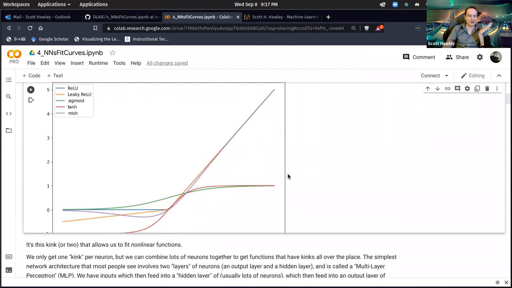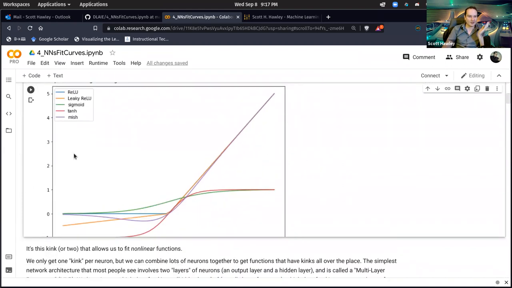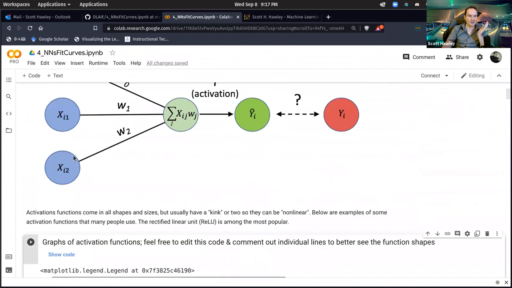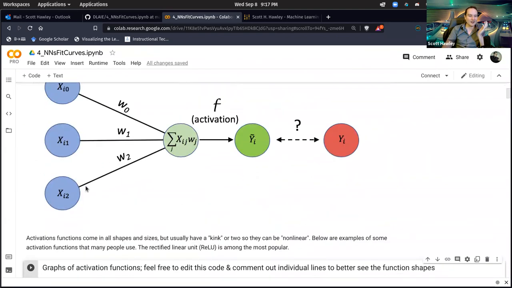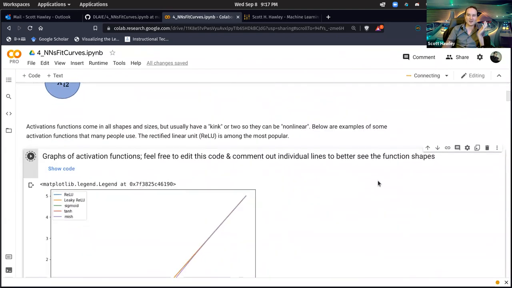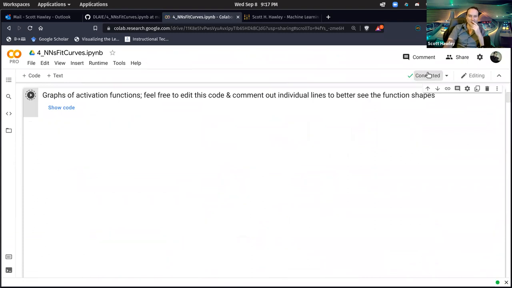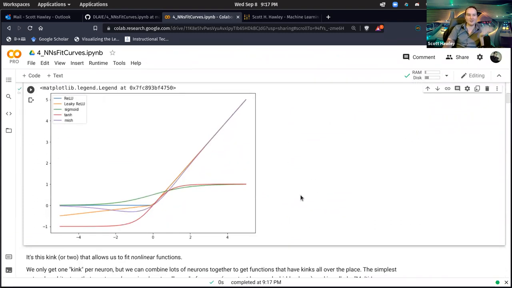So I put in a little thingy here, and it looks like, you know what, let me regenerate this, because it looks like when I change the size of the system, okay, good, yeah. So this is a bunch of different graphs, and there are even more. You could Google activation functions, but something that's nonlinear.